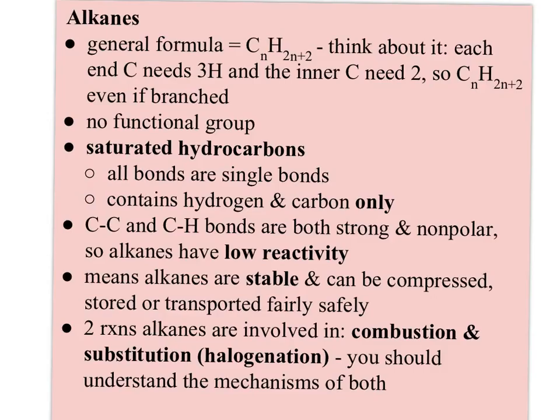Well, the general formula is CnH2n+2. Because think about it, each end carbon is going to need 3 hydrogens, and each inner carbon is going to need 2 hydrogens. So if you have 10 carbons, you're going to need 2 times 10 or 20 hydrogens plus 2 more for those 2 end ones. And even if you're branched, it doesn't matter how many branches you have, this formula will still hold true, because when you branch it, now that carbon that the branch comes off of only needs 1 hydrogen, and its other hydrogen goes with that branch to give it the CH3.